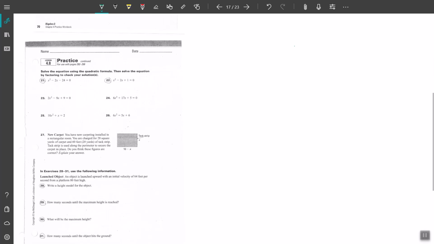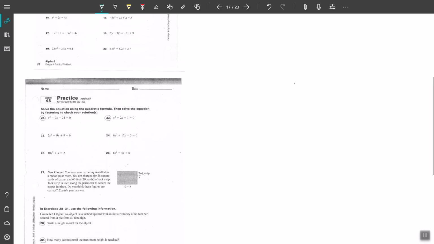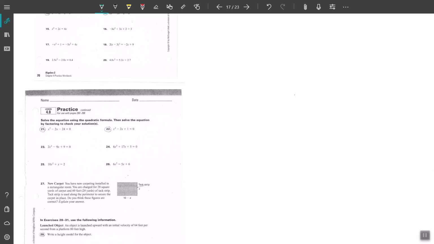All right, on 21 and 22, they want us to first solve the equation using the quadratic formula, and then they want us to go back and solve the equation by factoring. Both of those are valid ways of solving quadratics. Remember, we're giving you another way with the quadratic formula. We're giving you another way to solve these. All right, so we're going to try on 21 doing it both ways.